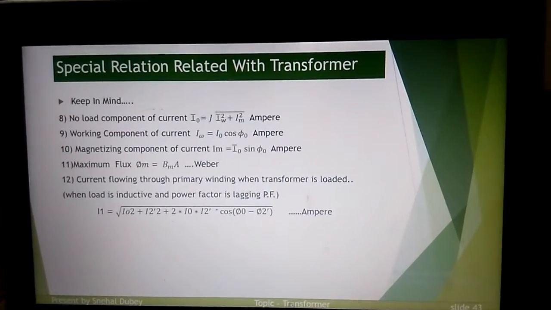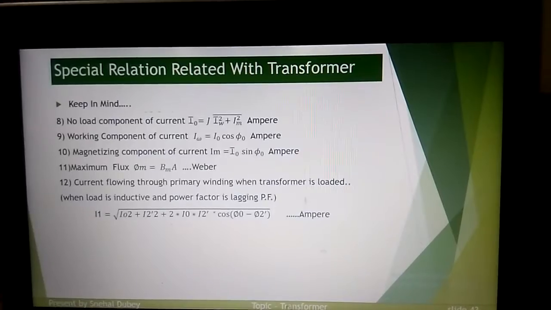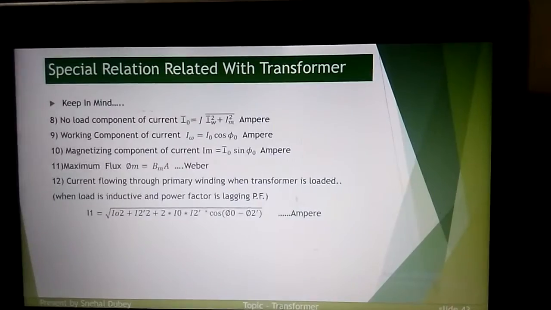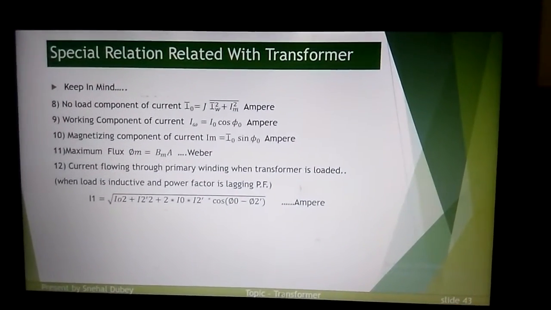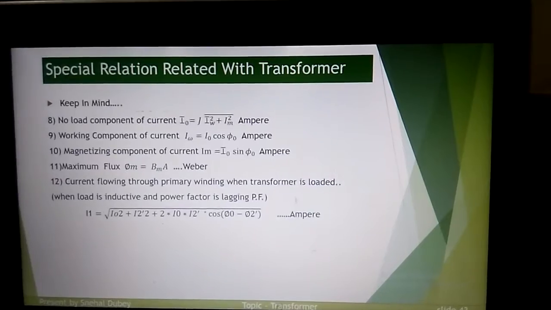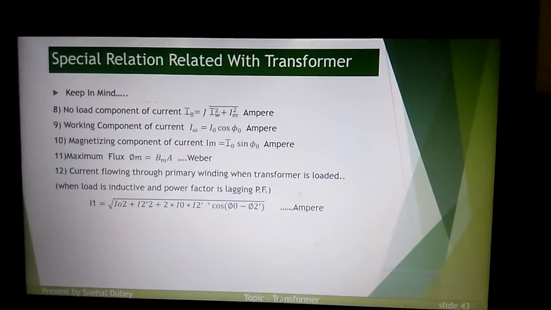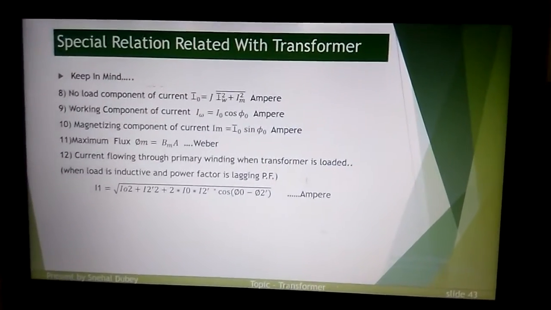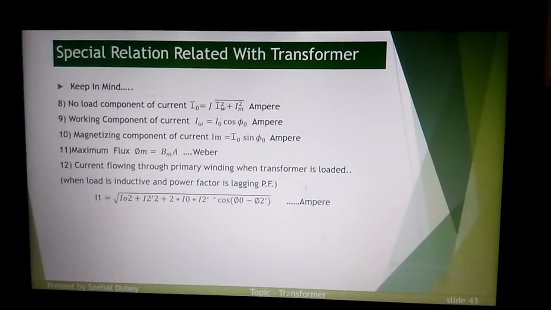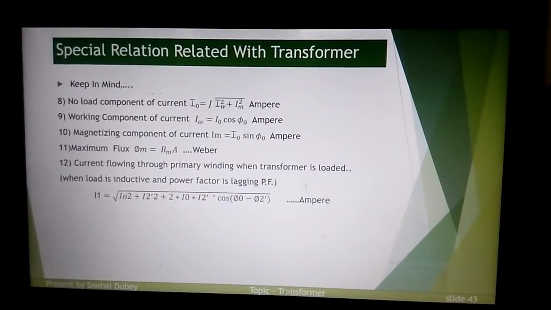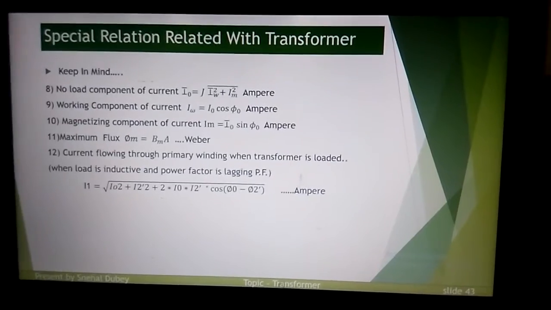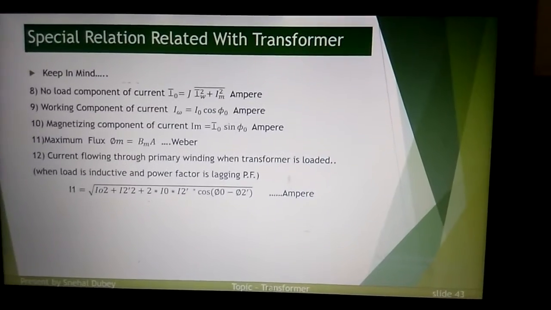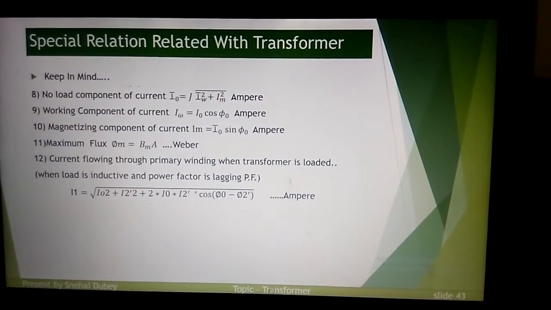We have discussed this in the topic transformer on load conditions, when load is inductive and power factor is lagging. So I1 is equal to root of I0 square plus I2 dash square plus 2 into I0 into I2 dash into cos of phi 0 minus phi 2 dash. Remember, I am repeating here, I1 is equal to root of I0 square plus I2 dash square plus 2 into I0 into I2 dash into cos of phi 0 minus phi 2 dash.